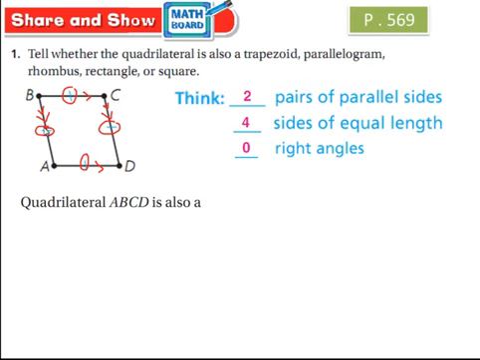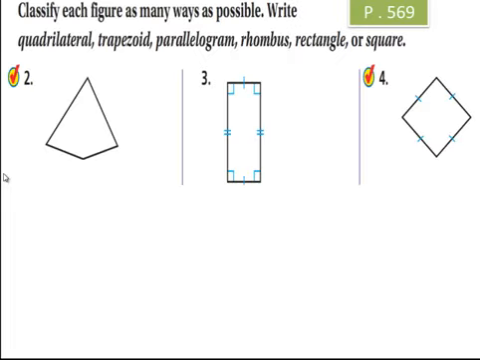Now I can name this figure. Quadrilateral ABCD is also a parallelogram, exactly, and rhombus. Great job! Great job, guys. Let's go to the next question in the same page, 569. Classify each figure as many ways as possible. Write quadrilateral, trapezoid, parallelogram, rhombus, rectangle, or square.